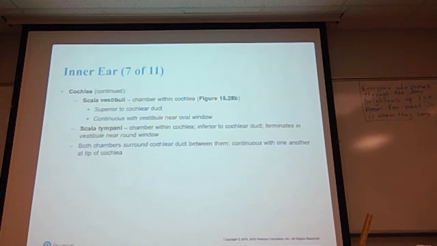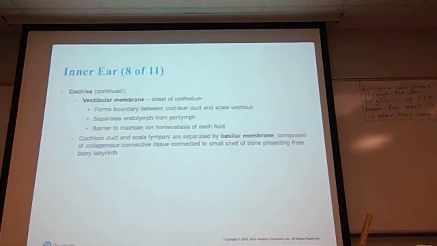The scala vestibuli is a chamber within the cochlea. It is superior to the cochlear duct and is continuous with the vestibule near the oval window. The scala tympani is a chamber within the cochlea. It's inferior to the cochlear duct, and it terminates near the round window. Both of these chambers surround the cochlear duct between them and are continuous with one another at the tip of the cochlea.